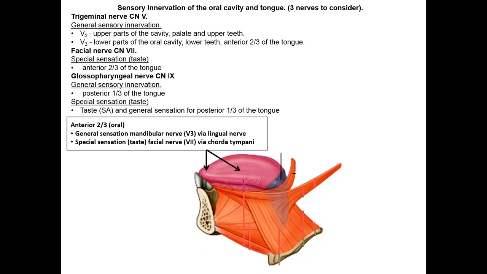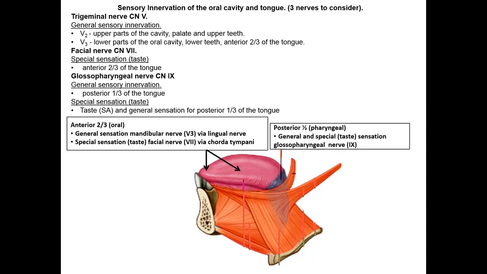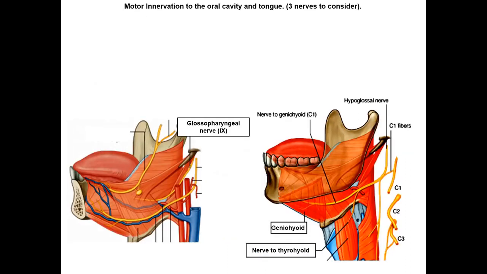And then finally we have the glossopharyngeal nerve, cranial nerve 9. It provides general sensory information for the posterior 1/3 of the tongue and special sensation of taste as well. And there we have it for sensory innervation of the oral cavity and tongue. Now we have three nerves to consider with respect to motor information to the oral cavity and tongue. Again, we have the trigeminal nerve, cranial nerve 5, which provides motor innervation to the tensor veli palatini and mylohyoid muscles.